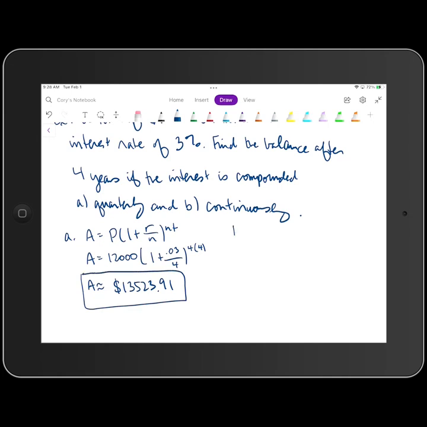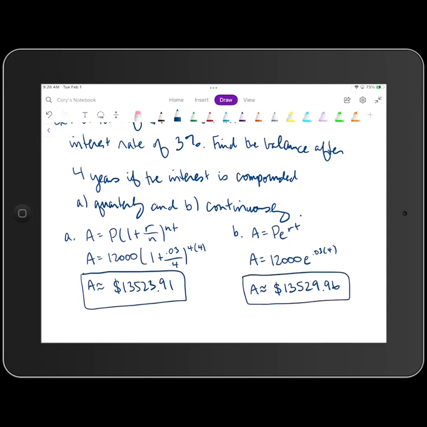Okay, for part B. So part B says find the balance if interest is compounded continuously. So continuous compounding is A is equal to P times e raised to the RT power. So the amount here is going to be the initial investment, 12,000, times e raised to the r, which is 0.03, times t, which is 4 power. And when we plug that into our calculator, I got A to be approximately $13,529.96.